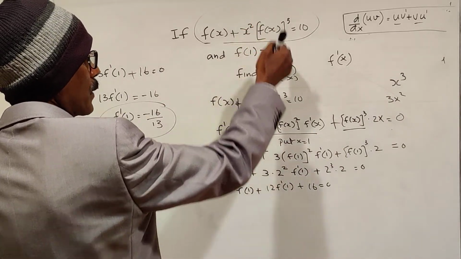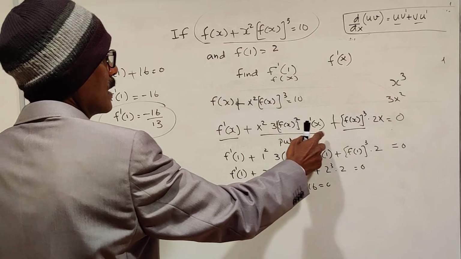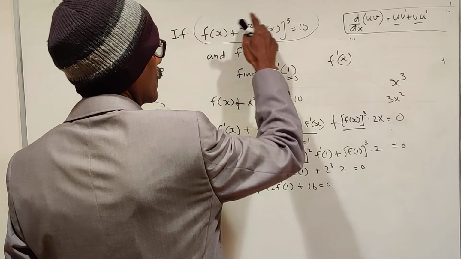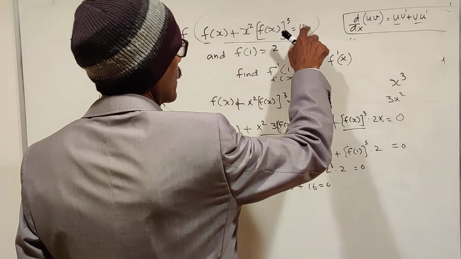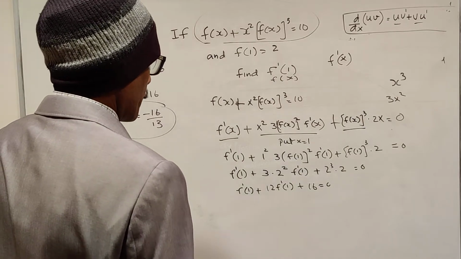Here you need to apply the product rule. x squared into 3 f(x) the whole square times f dash x, plus the second function f(x) the whole cube into the derivative of x squared, which is 2x, equals 0. The derivative of 10 is 0. Then put x is equal to 1.